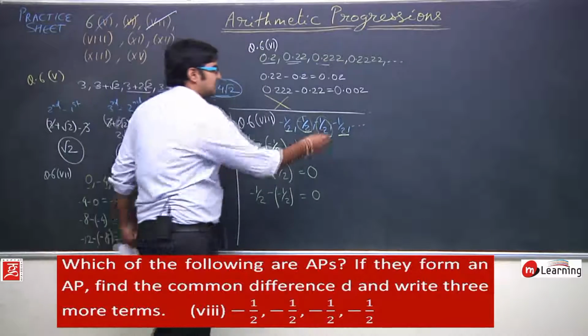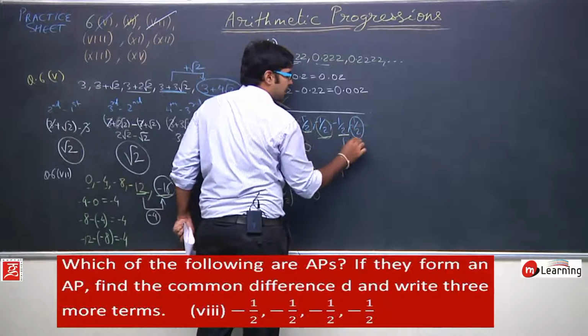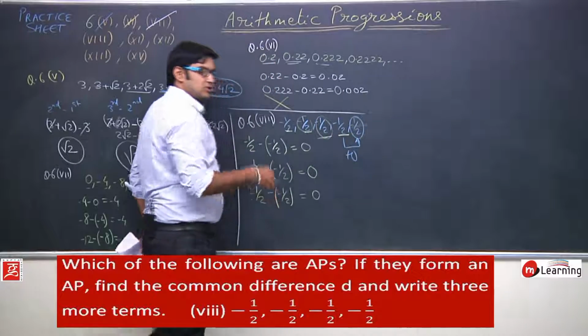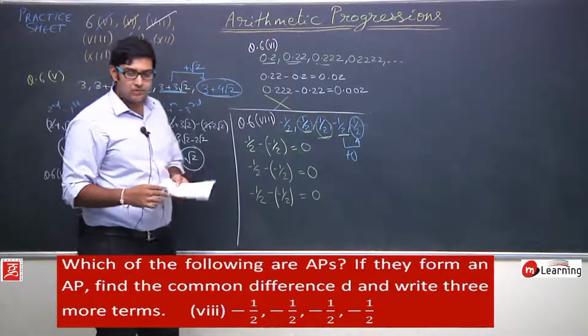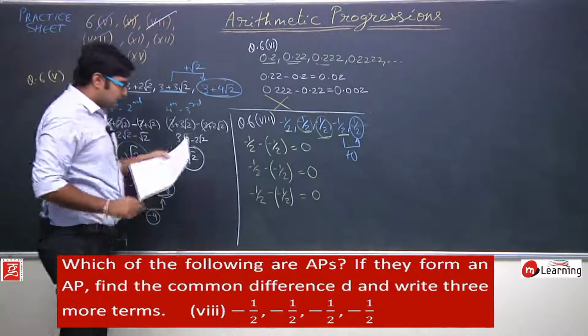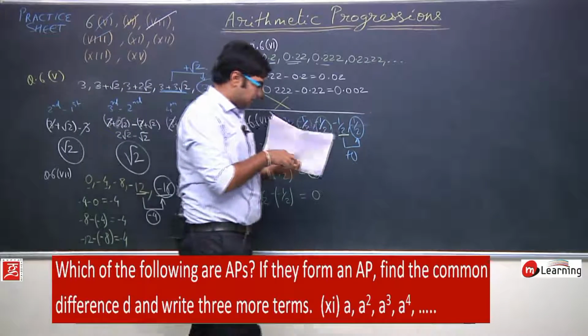So what will be the next term? Next term will be simply -1/2 only, because you have added 0 to this term, and to get next two terms also again add 0, that is you will get -1/2 and -1/2. Okay. So this is the 8th part. Then let us discuss the 9th part of this question.